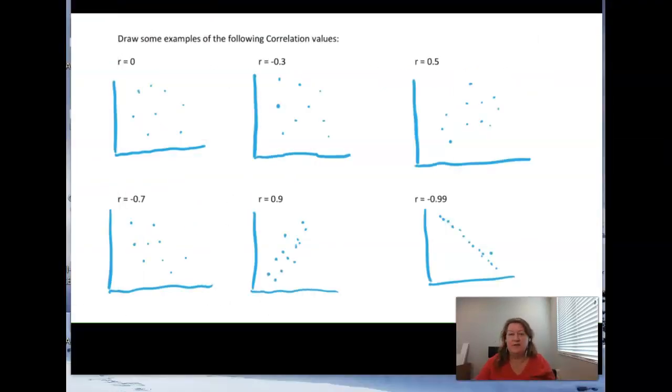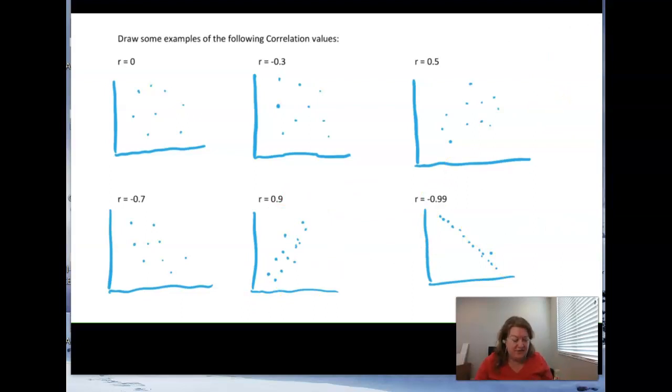All right, so here's what my graph looks like on my notes. Right? Notice that a 0 and a 0.3 don't look that significantly different. A 0.5 and a 0.7 are kind of in the same neighborhood. That's why they're moderate. And then we've got strong, where you can definitely see those lines going on. All right?